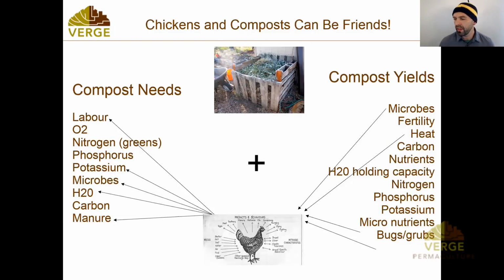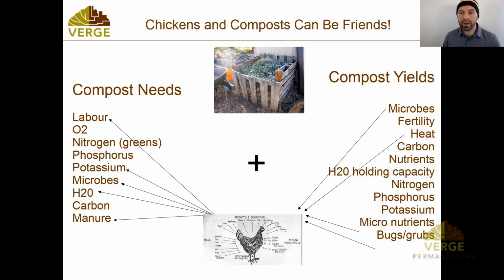And so the chicken produces manure. In that manure is a bit of H2O, not a lot, but a little bit. In its manure, there are microbes, there's potassium, there's phosphorus, there's nitrogen, there's labor. Chickens actually produce labor. And then as a yield, the compost itself produces microbes, fertility, heat. It produces micronutrients, and it produces bugs or grubs. And so you can see there's potentially some interesting synergy there.